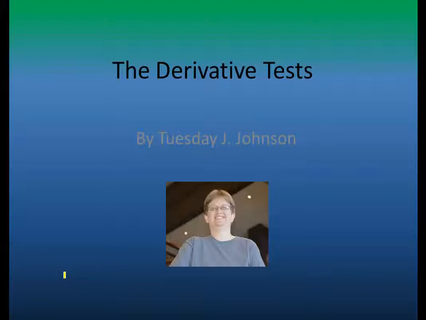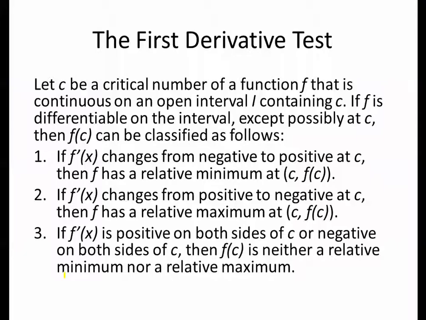Hello, today we're going to talk about the derivative tests, both the first and second derivative tests. Let's look at the first derivative test. Let C be a critical number of a function f that is continuous on an open interval I containing C. If f is differentiable on the interval, except possibly at C, so this could be a point of discontinuity, then the function value at C can be classified as follows.